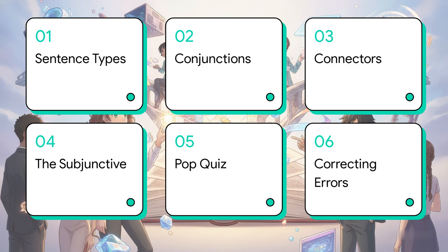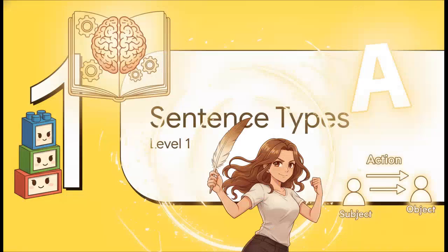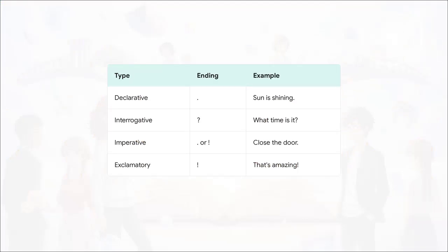Then stick around because we're wrapping up with a pop quiz on conjunction types and the final stage on correcting common sentence errors. All right, level 1, sentence types and structures. Before we get into the really complex stuff, we gotta look at the foundational building blocks of English.